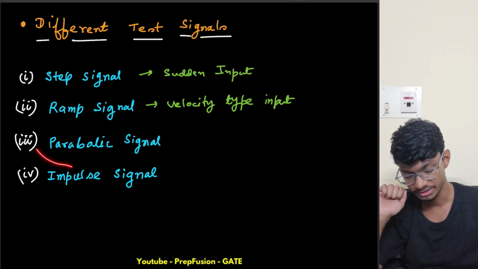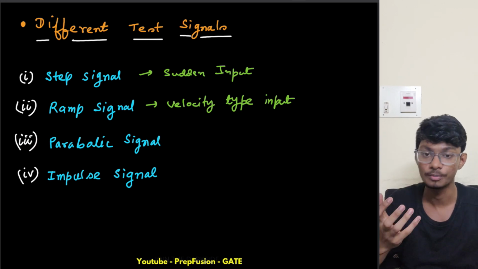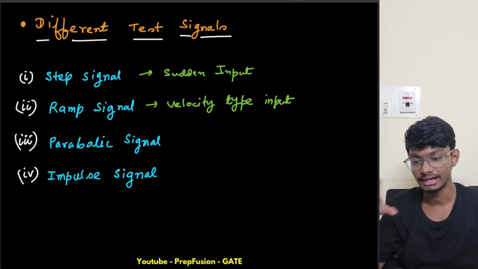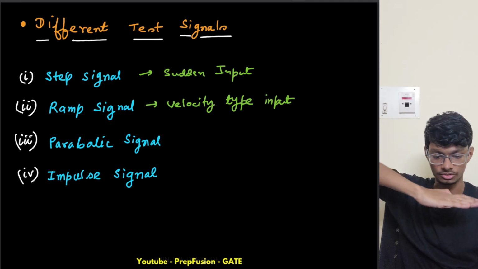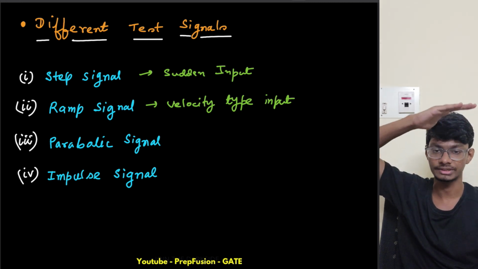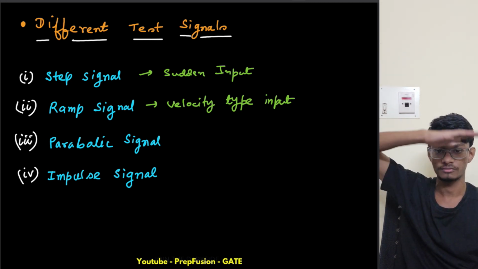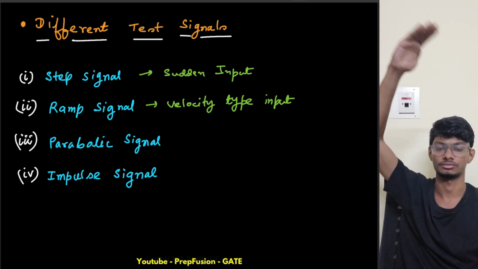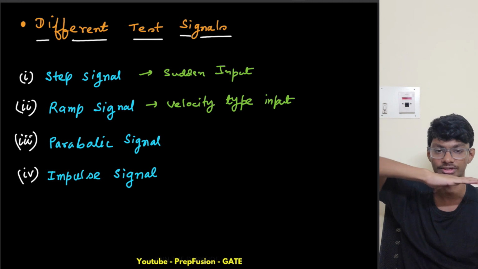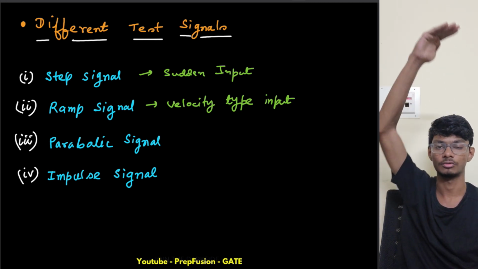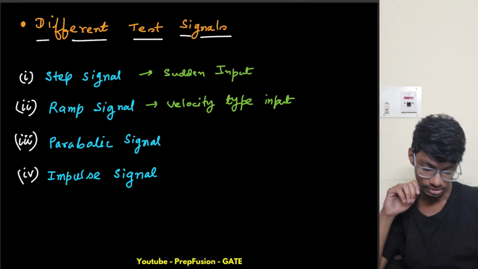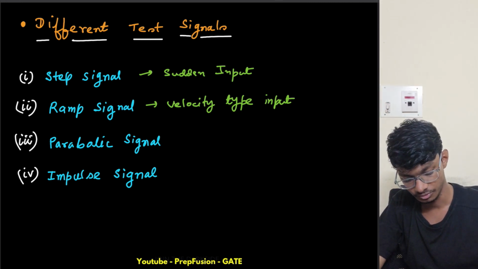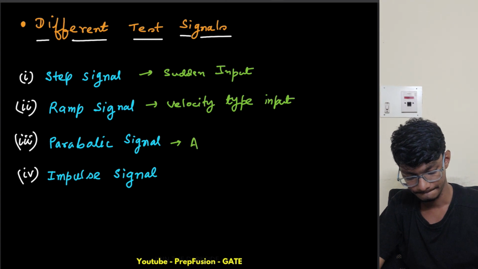Now what is a parabolic signal? A parabolic signal is like an acceleration type input. What does it mean? Basically the velocity here also keeps on increasing. Previously the lift was moving at a constant speed, but now it will move faster each second. Initially it was moving at 1 meter per second, now it is moving at 2 meters per second, now 3, 4, 5. It increases, like the acceleration is very fast. This is like an acceleration type input, where velocity keeps on changing.